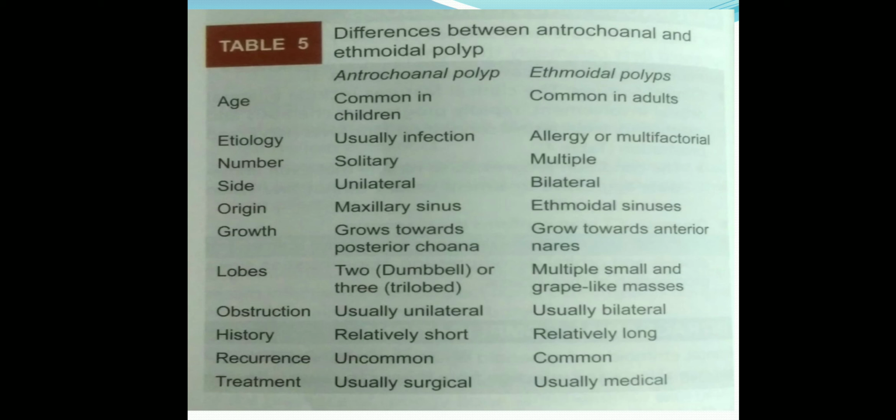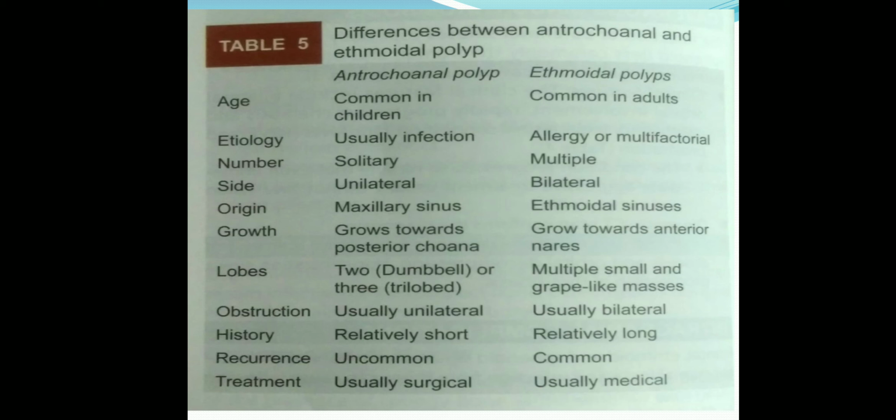Antrochoanal polyp is unilateral, whereas ethmoidal polyps are bilateral. Antrochoanal polyp originates from the maxillary sinus, ethmoidal polyps originate from the ethmoidal sinuses. Antrochoanal polyp grows posteriorly towards the choana, ethmoidal polyp grows towards the anterior nares. Antrochoanal polyp is usually trilobed, it may be two-lobed also. Ethmoidal polyps are multiple small grape-like masses.